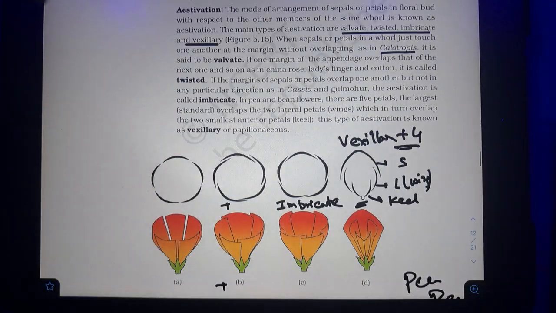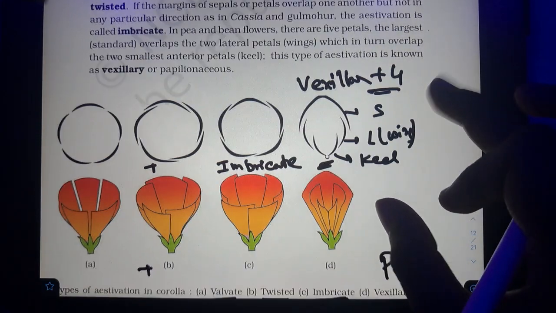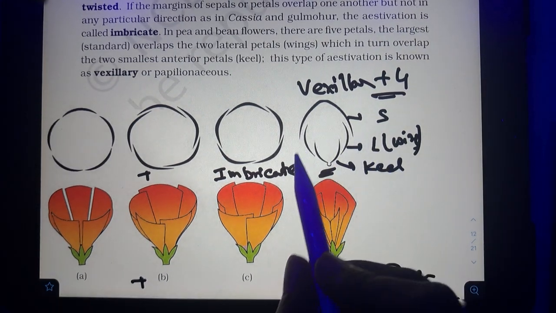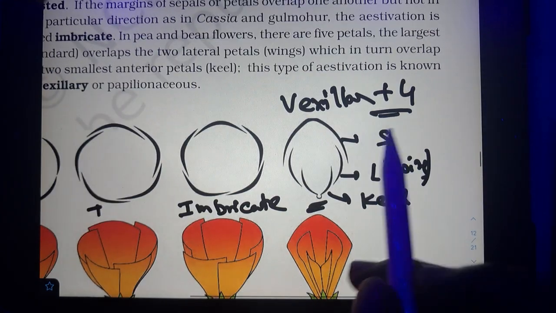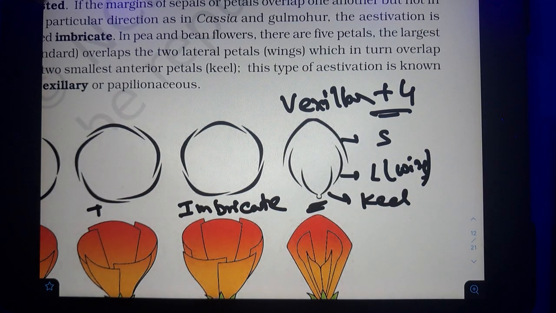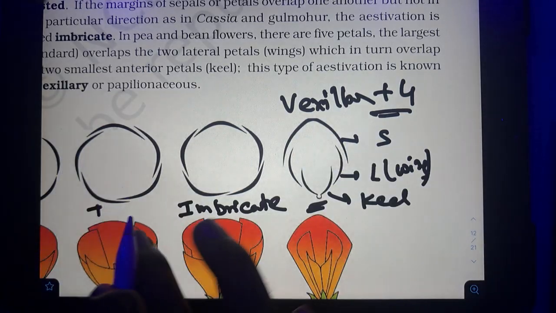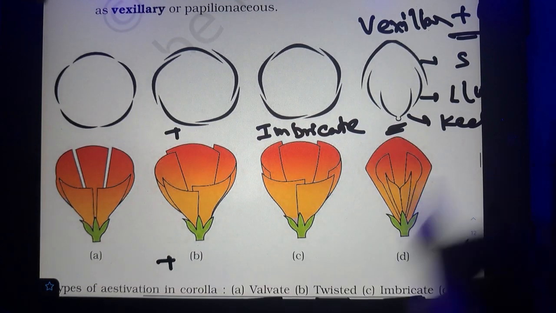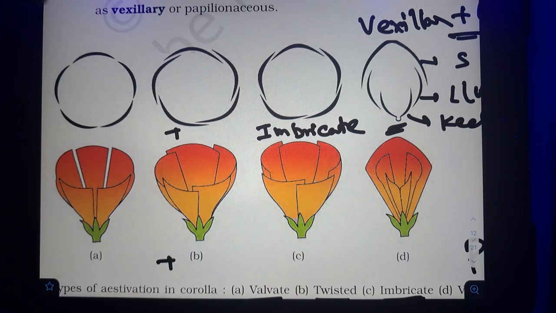The questions may be asked mostly from vexillary. He may ask what the superior wing, the standard, is, and he may ask the name of the lateral wings, and he may also ask you to identify the estivations from pictures. Different types of questions can be expected from here. This section is very important. Just mug up, and after getting the examples, you should also know how the petals are arranged. He may ask about petal arrangement in statement types, and you should be ready to answer it.